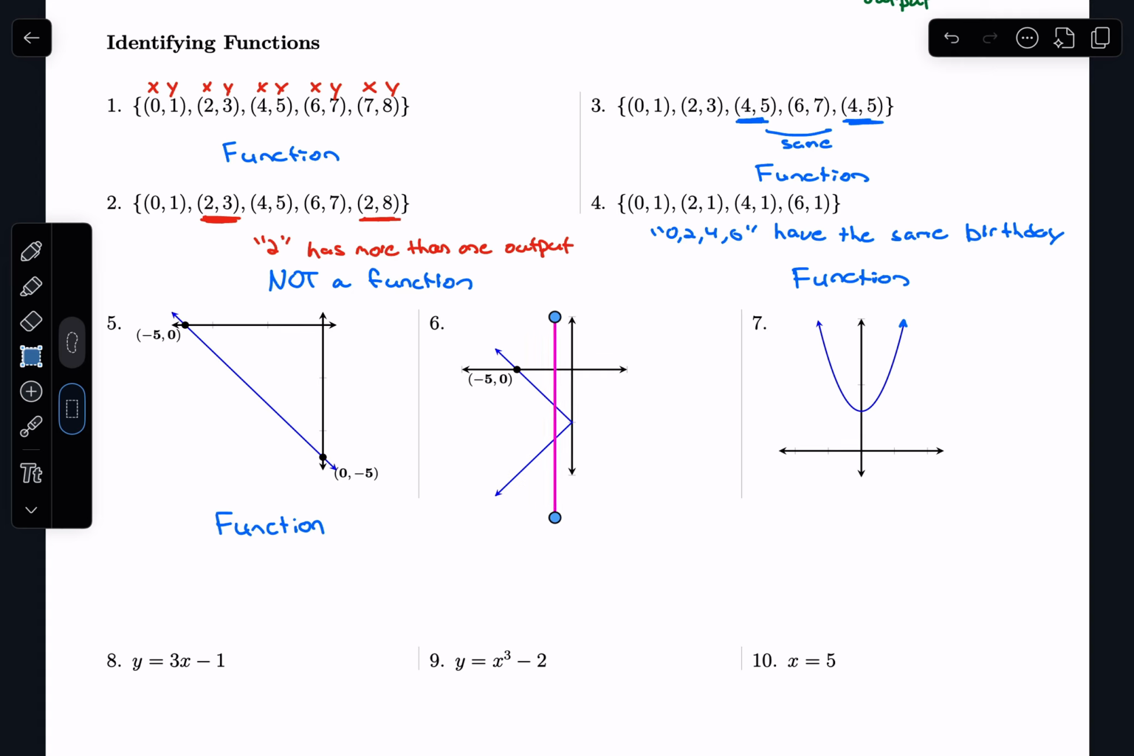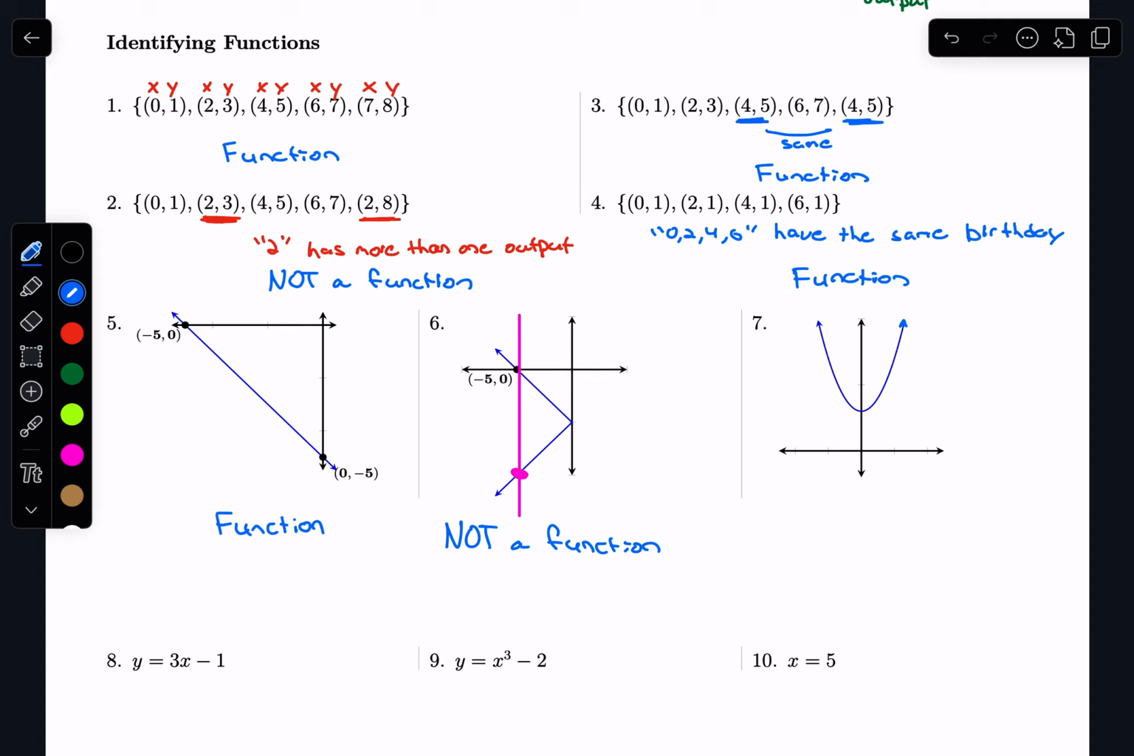But we only have to find one issue in order to break the rule. So because we found an issue right here, where this is touching the graph twice, this is going to be not a function. Okay, so not a function. So now you should be asking yourself, how is this the same as what happened in number 2?